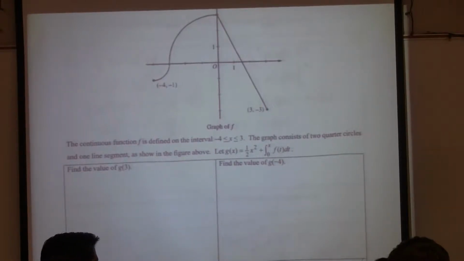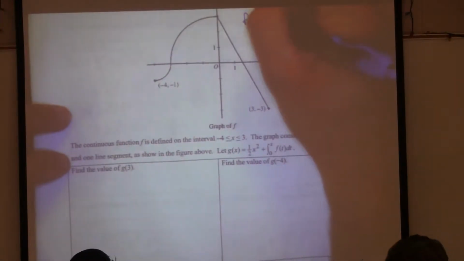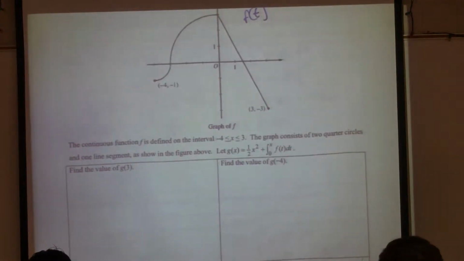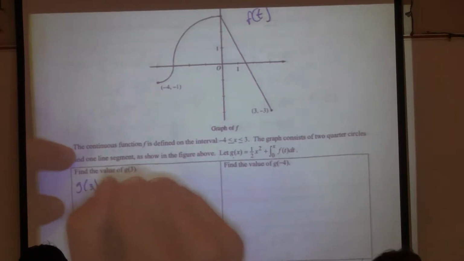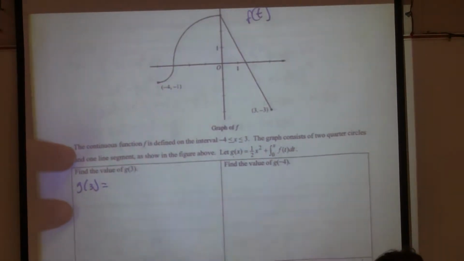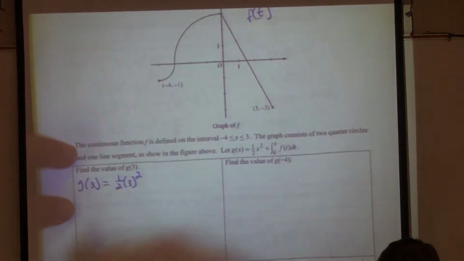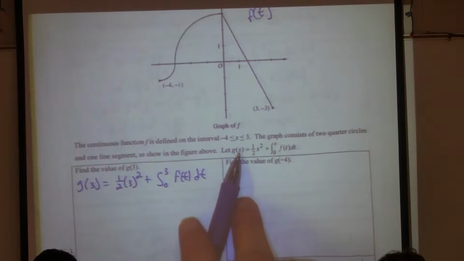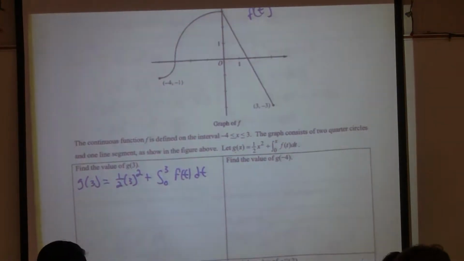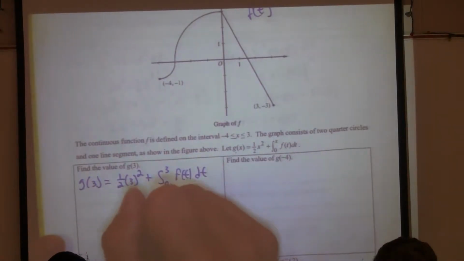Okay? Imagine hardcore. Alright, so this is the graph of f, and they're telling us g is represented by this function. So now we want g of 3. So now they changed it up and they added something in the front. 1/2 times 3 squared plus the integral from 0 to 3 of f of t. Okay, remember you're replacing x's because that's what that variable represents. So the outside's easy, that's 9/2, right?